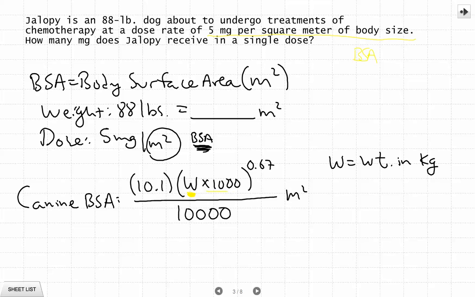Then we're going to multiply by the 1,000. Then we're going to raise it to the 0.67 power. Then we're going to multiply by the 10.1. And this 10.1 is specific to canines. You'll notice there's a separate value in there if you're dealing with a cat. And then last but not least, we're going to divide the result by 10,000. So on the next page here, I'll write all of that out.